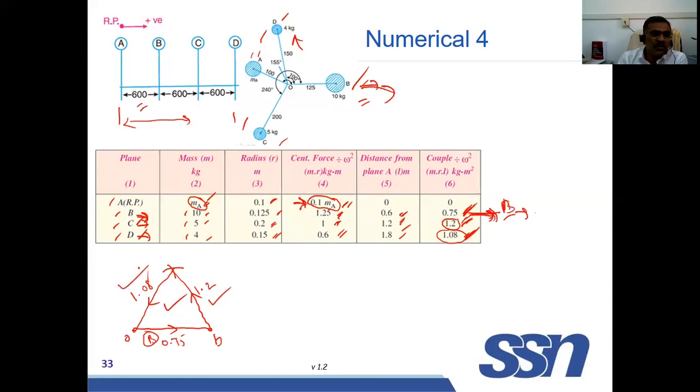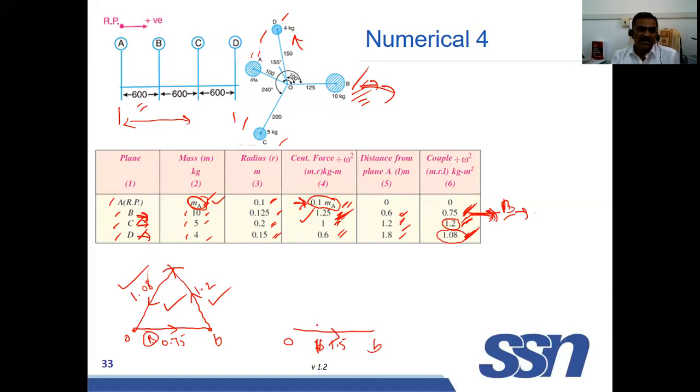So now what are the other unknowns? Only the mass of A and direction of A. That can be calculated by drawing the force polygon. So now for 1.5, you know the direction. What is the direction? It is horizontal. This is B. This is 1.5, O to B. This is a direction.